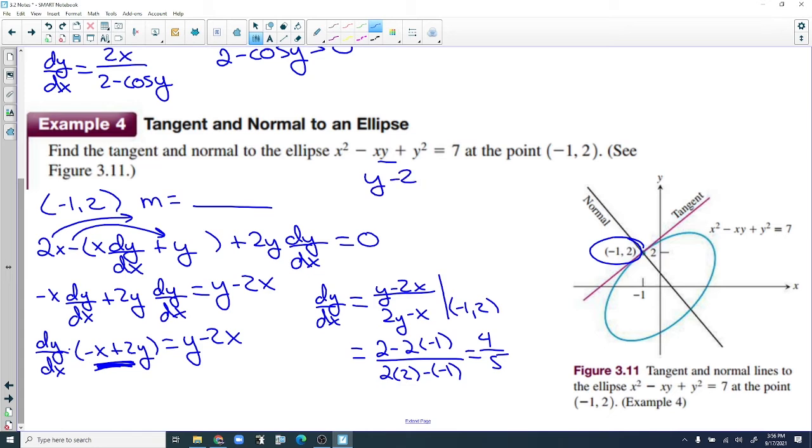y minus 2 equals 4/5 times x plus 1. That's the tangent. And the normal: y minus 2 equals -5/4 times x plus 1.